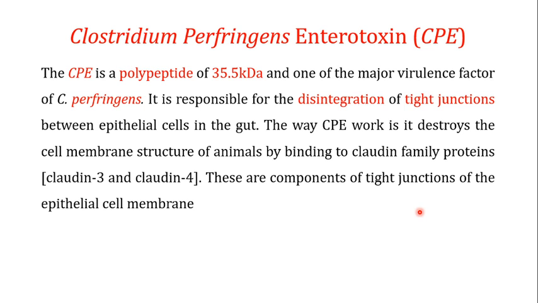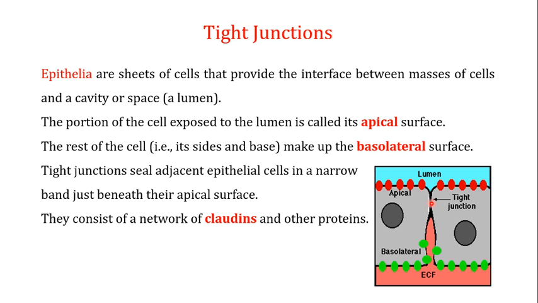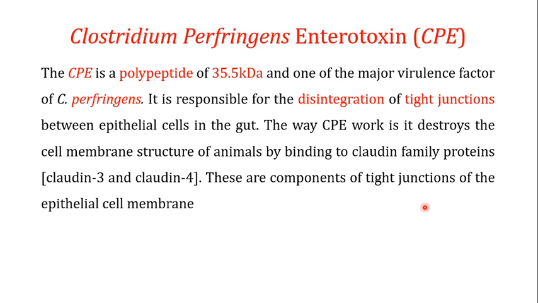Now, the CPE is a polypeptide, that means it is a protein, and the molecular weight of the CPE is 35.5 kilodaltons, and it is one of the major virulence factors of C. perfringens. What the CPE does is it is responsible for the disintegration of the tight junctions between the epithelial cells in the gut. As I've told you, this is the tight junction, so the CPE is going to disintegrate these tight junctions.